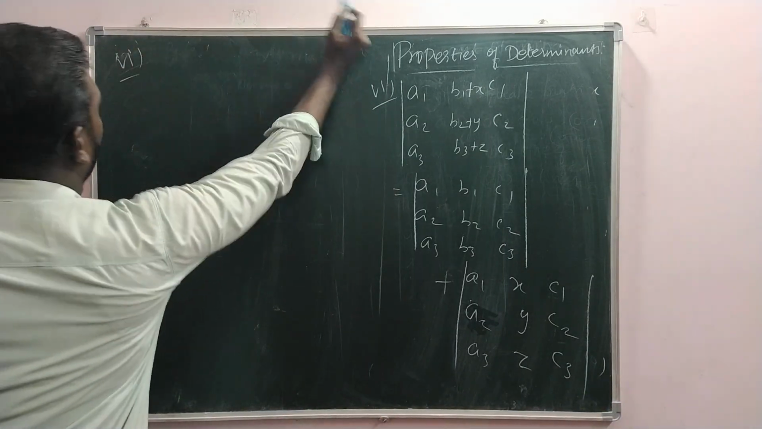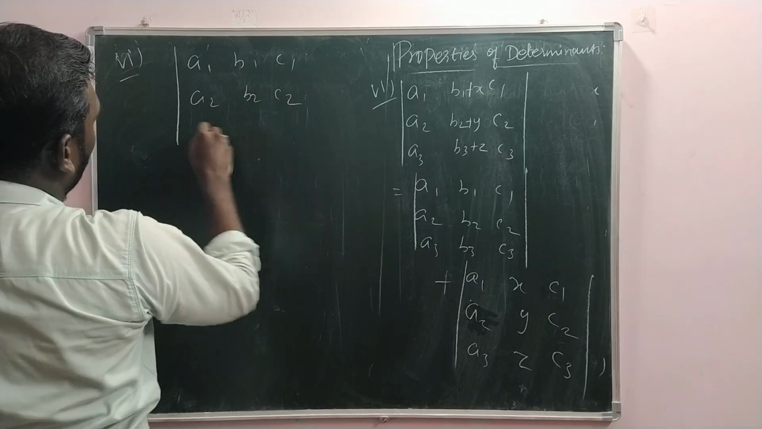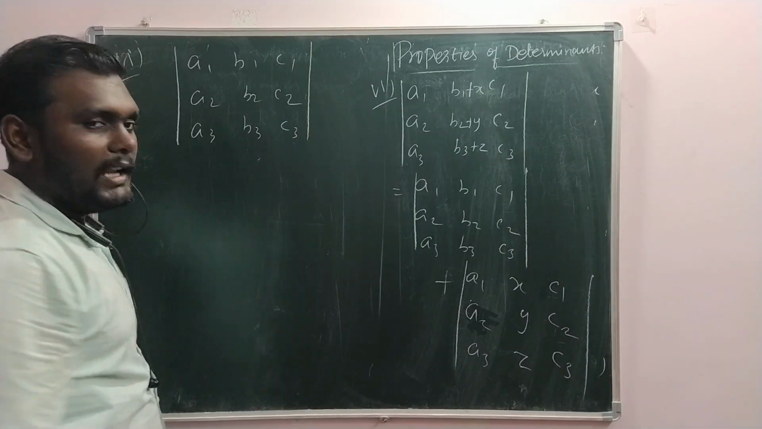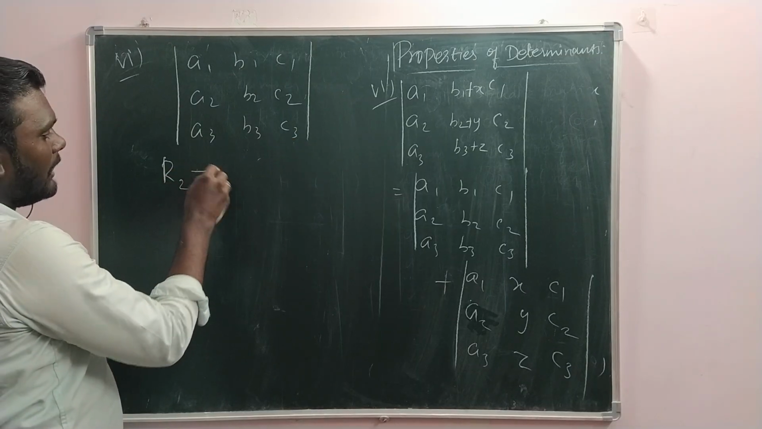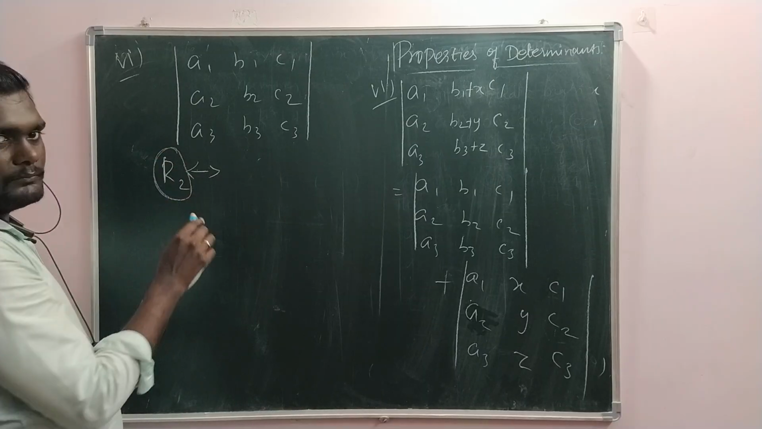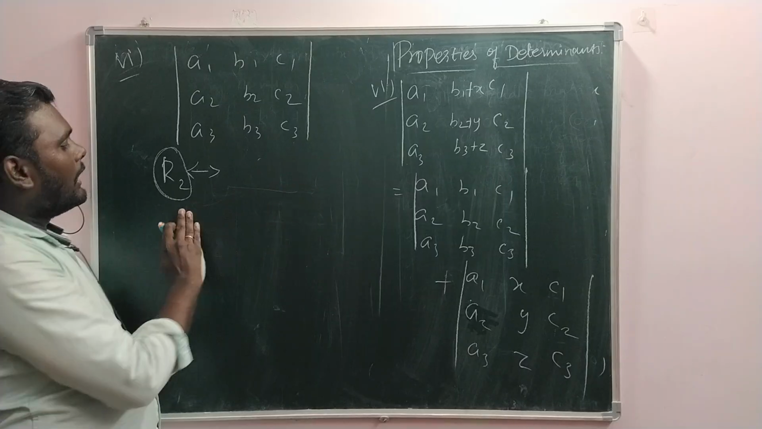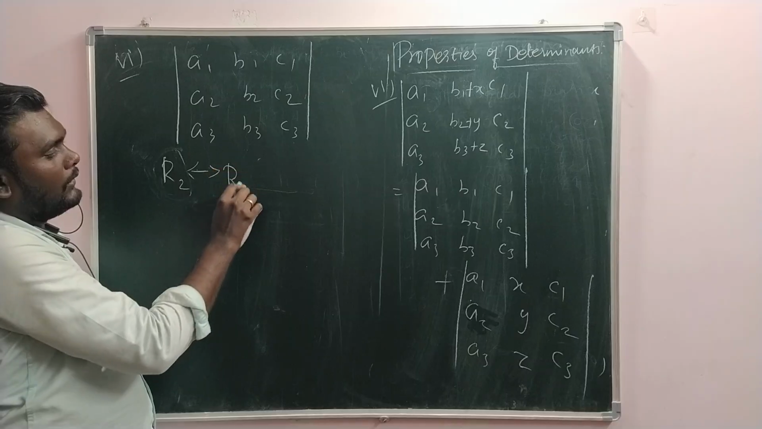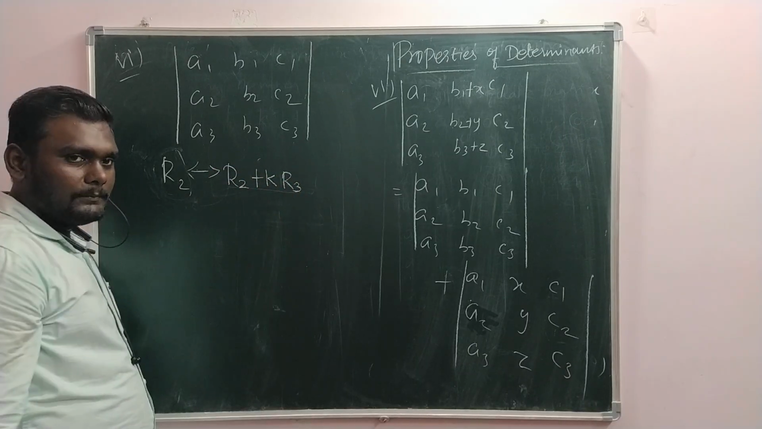So, you take a matrix: A1, B1, C1, A2, B2, C2, A3, B3, C3. Any row or column; I am taking this R2. This is like an implied way. That means you are writing the answer in R2. You are doing some operations here, and the result should be written here. This is the R2 row. In this, I am going to take the element of R2 plus k times the element of R3.